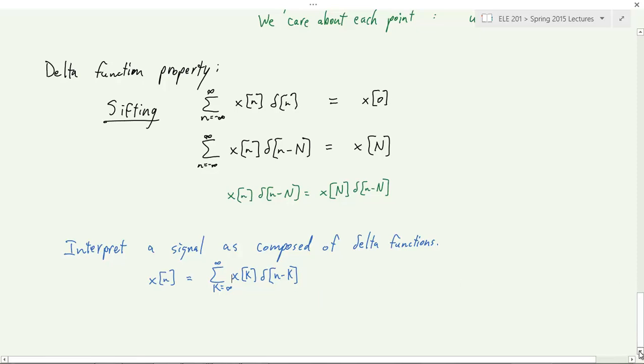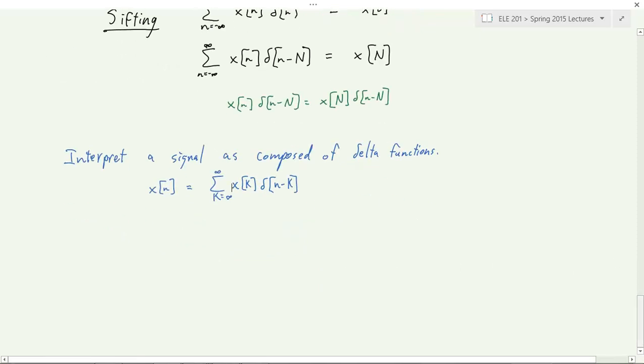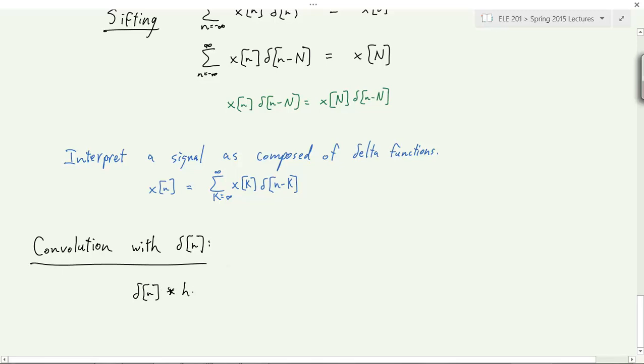Great, because next, what I want to do is show you that we've already learned what convolution with a delta function is. So let's write this out formally. Convolution. Okay, so suppose we want to look at delta of n convolved with some arbitrary thing, which we'll keep using h as our function we're convolving with. I want to know what is the answer to a delta function convolved with some h?